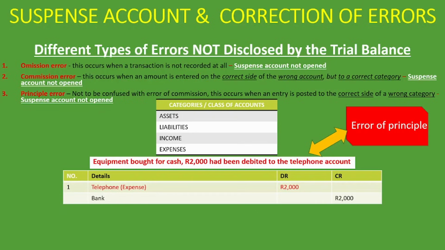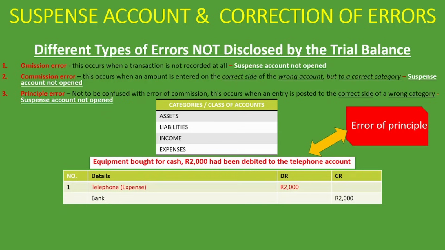Well, all we need to do is to clear out this 2,000 Rand for telephone. How do we do that? We put it onto the opposite side, the credit side. And that is why I said, for you to understand this, you need to thoroughly understand your debits and your credits. Okay, so we're going to put it on the credit side. So what are we going to debit instead? We're going to debit the correct account, which is equipment. So we debit equipment, which you should have done initially.